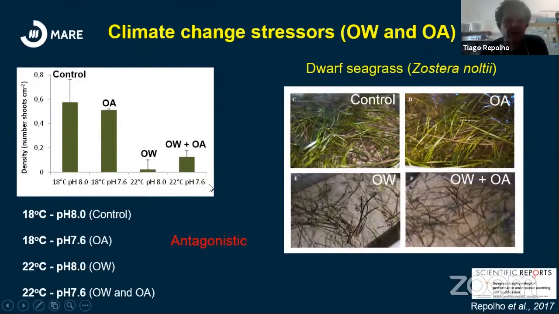And as you can see here in this graph, which deals with the density of the seagrass, the ocean acidification driver or stressor was able to counteract the negative effects caused by ocean warming alone.